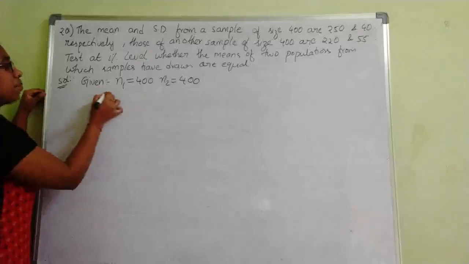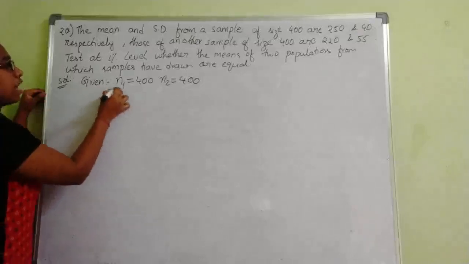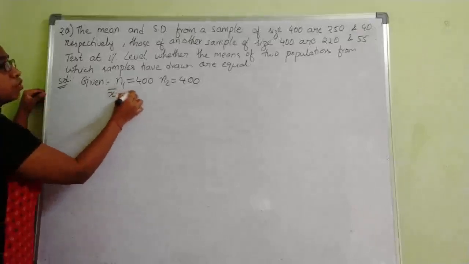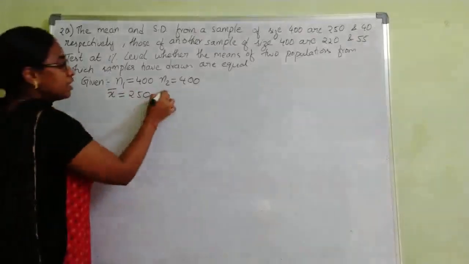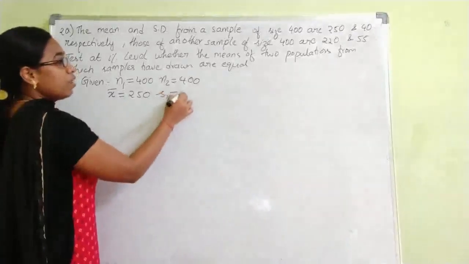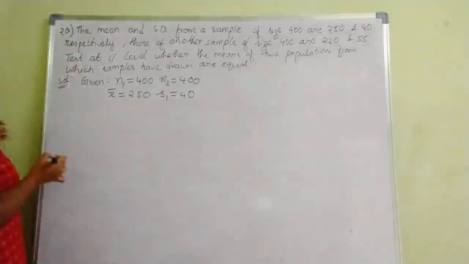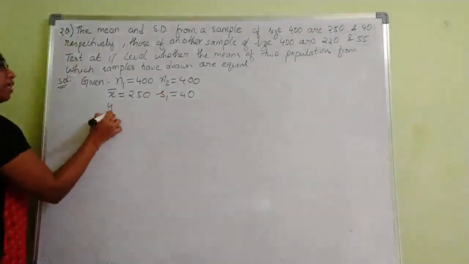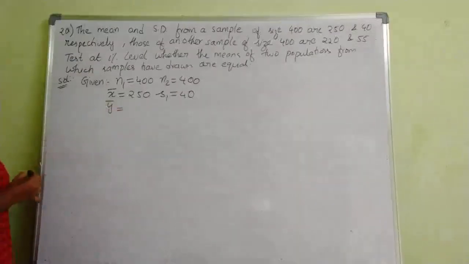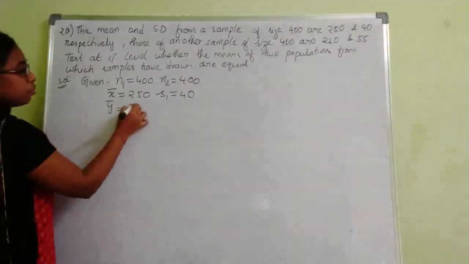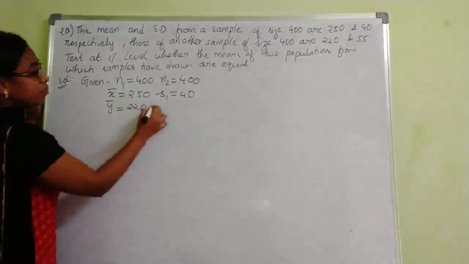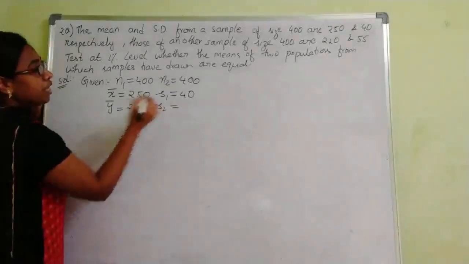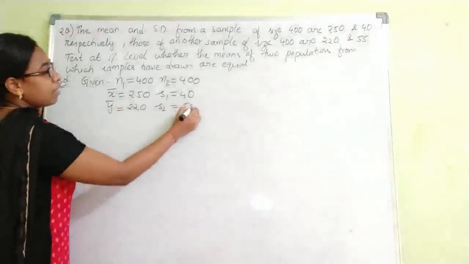First sample mean, that is x bar, equals 250, and first sample standard deviation, that is small s1, equals 40. Similarly, y bar, that is the mean of the second sample, is 220, and the standard deviation of the second sample, that is small s2, equals 55.